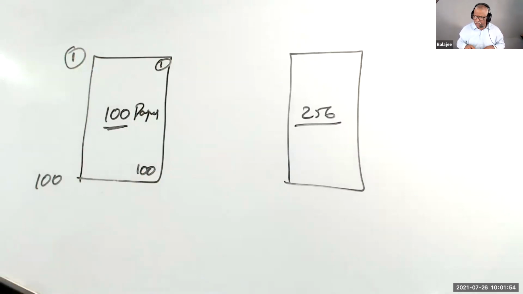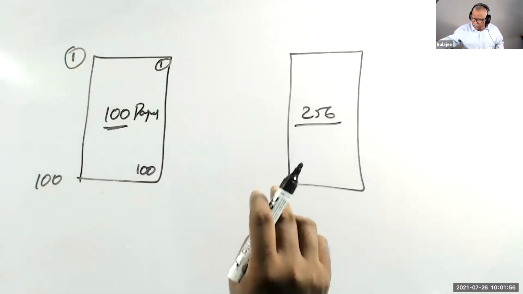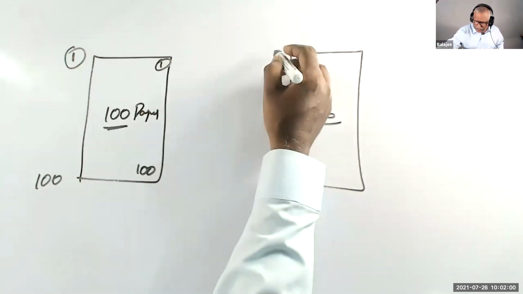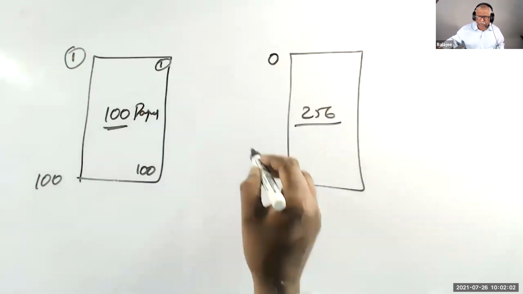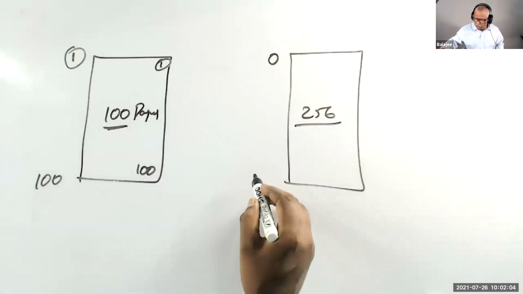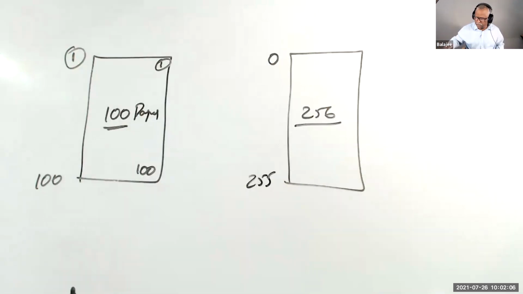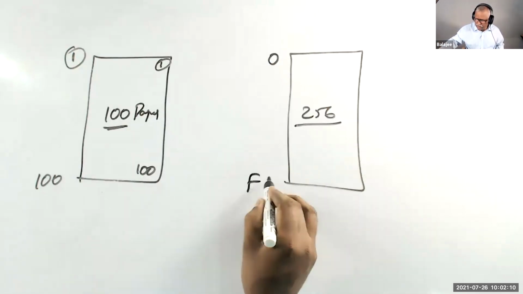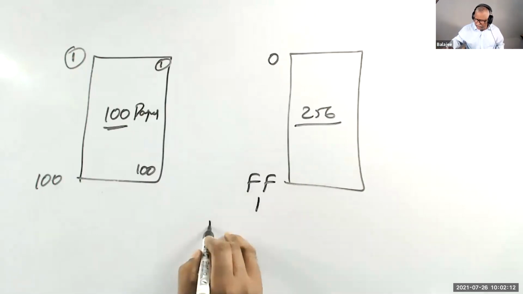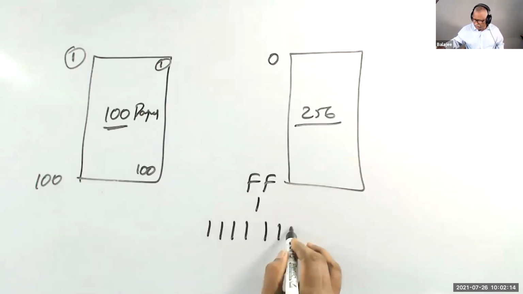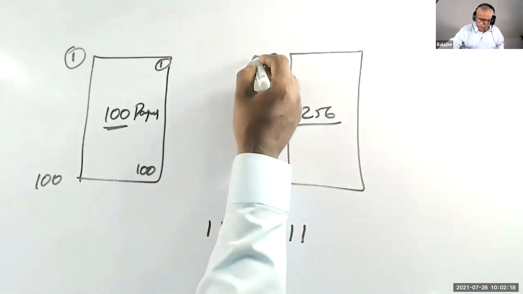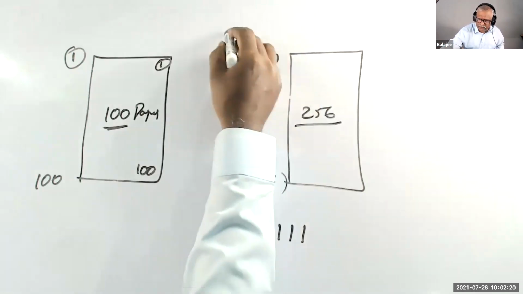The same way, in binary, for the same 100 pages, my pages start from 0. My pages end at 255. But we write 255 as FF. In binary, it is 1111 1111, but it is shown in hexadecimal. And this starts from 00, that means 0000.